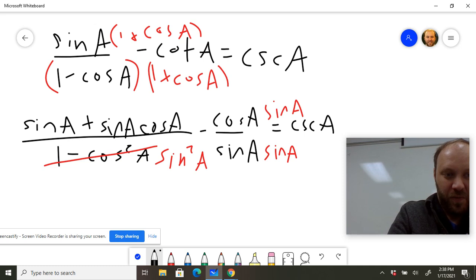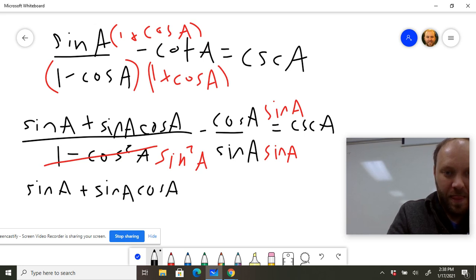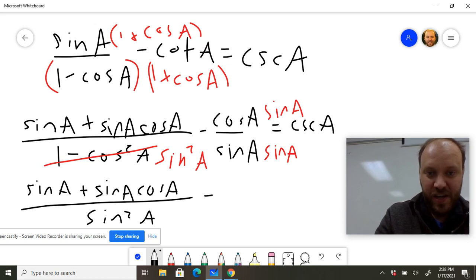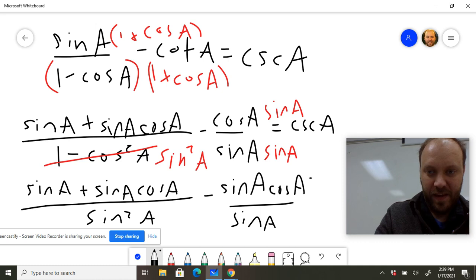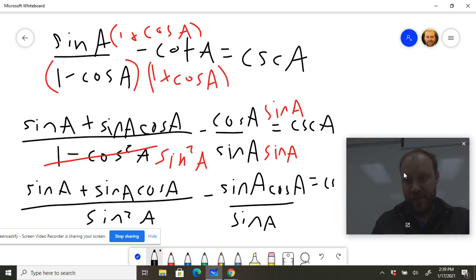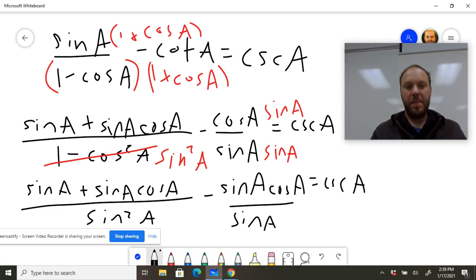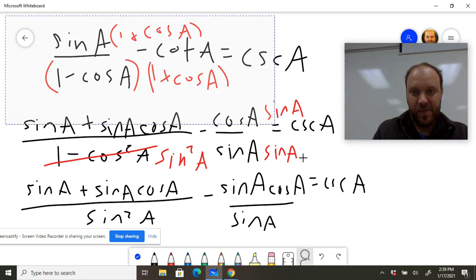So anyway, we're going to end up with sine of a plus sine of a cosine of a. I'm replacing 1 minus cosine squared of a with sine squared of a. And that's going to be minus sine of a cosine of a all over sine of a. And we'd like to show that it's equal to cosecant of a, which, move myself up a little bit here, equal to cosecant of a. Okay. Again, it's big, it's messy. I don't have enough room to do all of this, so let me clear myself up some space here.